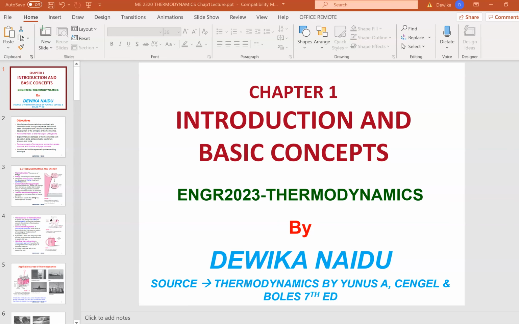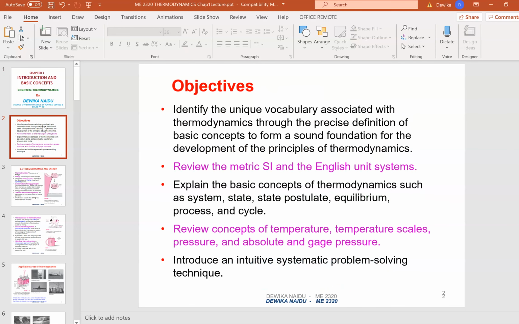Hi, welcome to Chapter 1 of Thermodynamics, which is the introduction and basic concepts. The next slide shows the objective of the lesson, which you can actually go through by yourself.